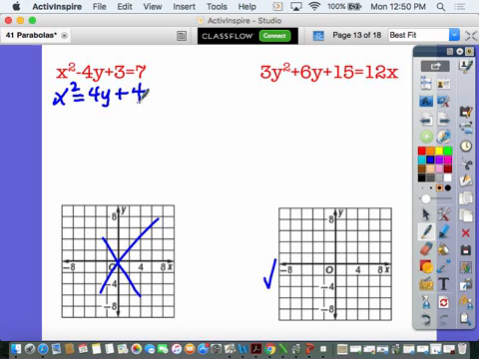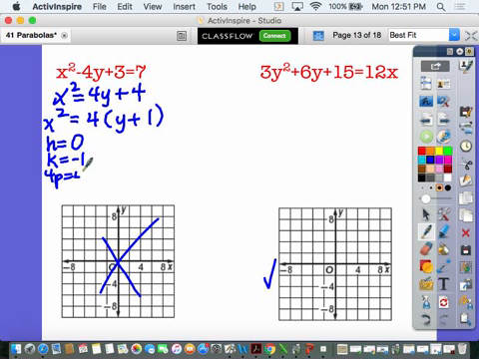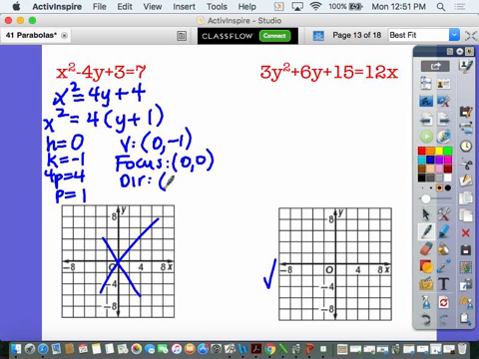And it's almost in standard form, except I can't have a number in front of my y, so I need to factor that out. So I end up with y plus 1, and I just have an x squared over here. Now if I just have an x squared and no h, what does that mean h is? 0. k is -1, and p is equal to 1. So my vertex is (0, -1). My focus is (0, 0). My directrix is y equals -2. And my axis of symmetry is x equals 0.